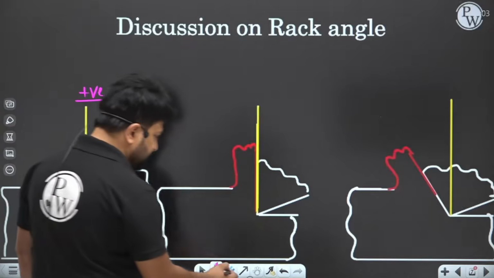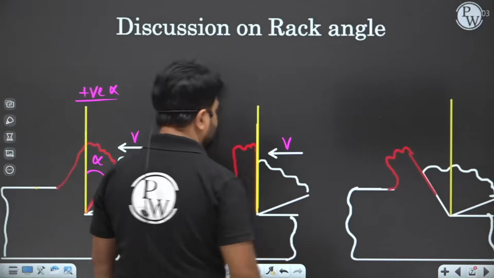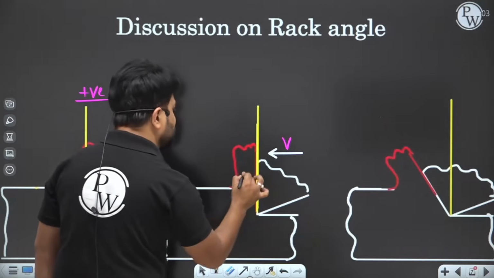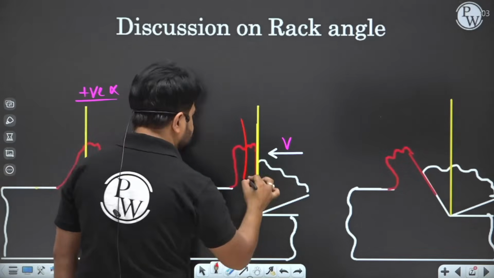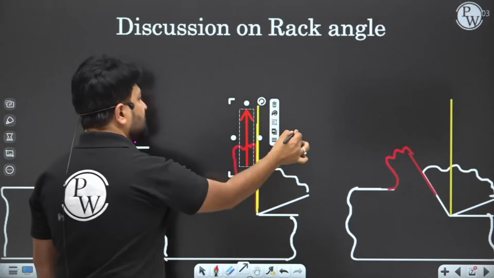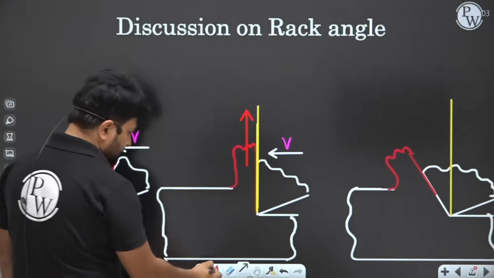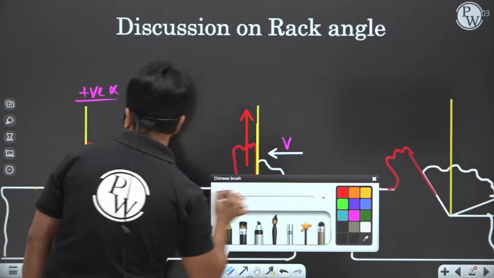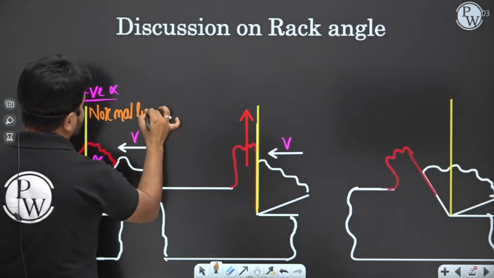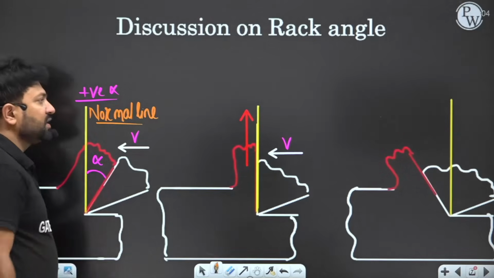Now my dear students, see here, again the tool is coming from this side to cut the workpiece with a cutting velocity V. Here the chip is moving in the upward direction, along the normal line. This is the normal line, and sometimes we call it a reference line also.